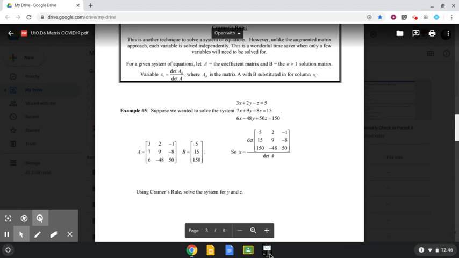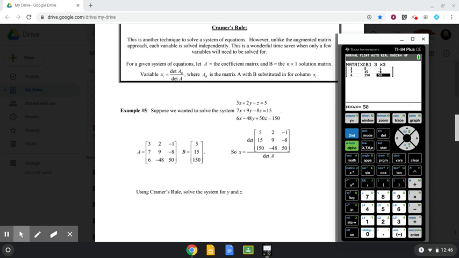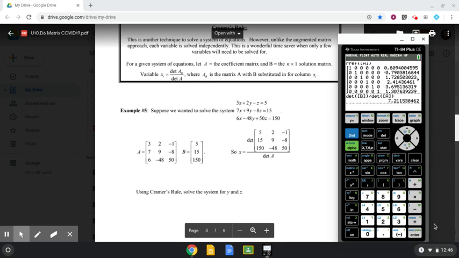So if I want to solve for y, this is what your matrix should look like in the numerator: 3, 5, negative 1, 7, 15, negative 8, 6, 150, 50. And since I now have this set up the way I want, since I rewrote matrix B, all I have to do is press second enter, and it'll give me the last entry, which is the determinant of my new matrix B divided by the determinant of the old matrix A, the coefficient matrix, and press enter. And that should be my answer for y.